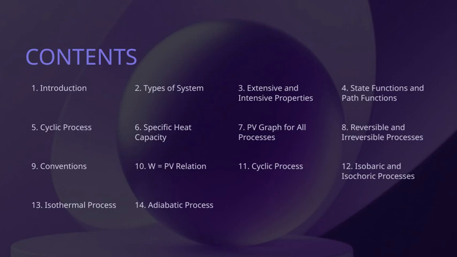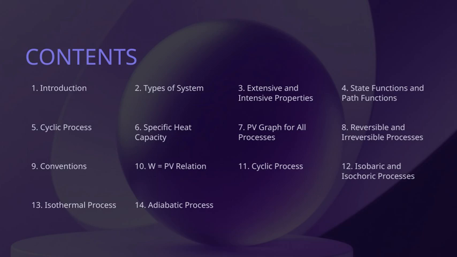Let's take a closer look at slide 2, where we start exploring the different types of thermodynamic processes and system properties. We'll begin with the concept of isobaric and isochoric processes. These describe how pressure and volume change during a process, either at constant pressure or constant volume. Understanding these helps us analyze how systems behave under specific conditions.